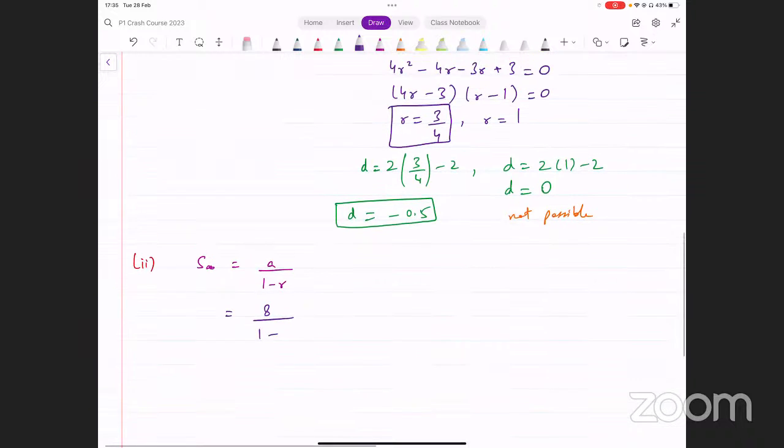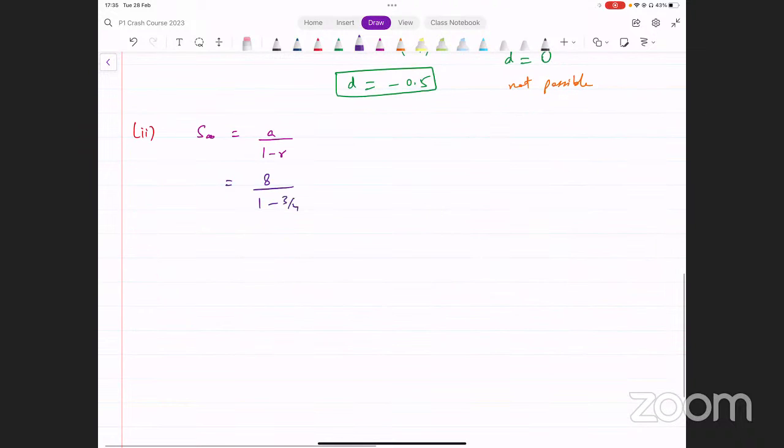Ratio is 3 over 4. So this is pretty straightforward. This turns out to be 32. All right, that was the second part.